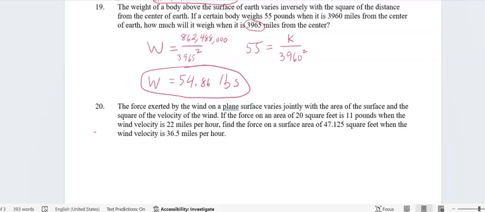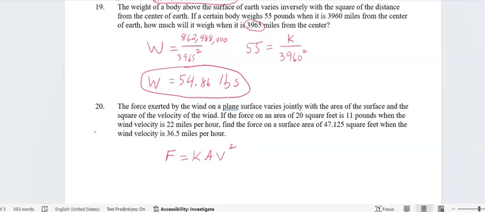Number 20 is an example of joint variation, and that will always mean all multiplication, multiplying k by multiple quantities, and for you that's going to be 2. So let's interpret this first sentence. The force exerted by the wind on a plane surface varies jointly. All right, so k is going to be multiplied by the area and the square of the velocity.